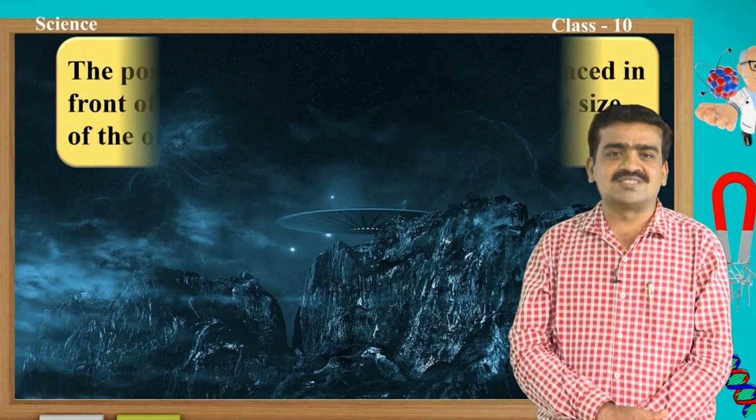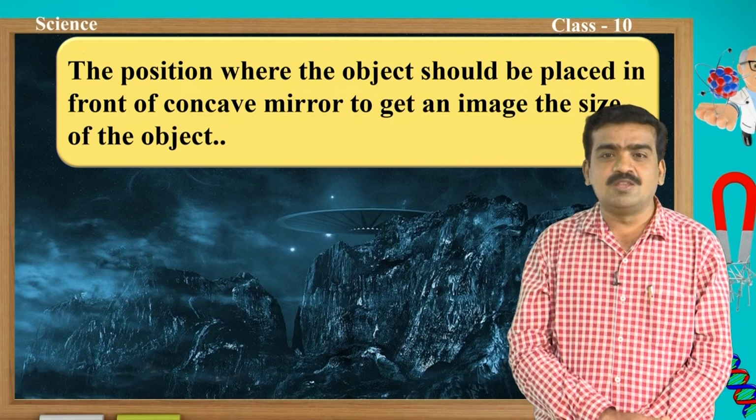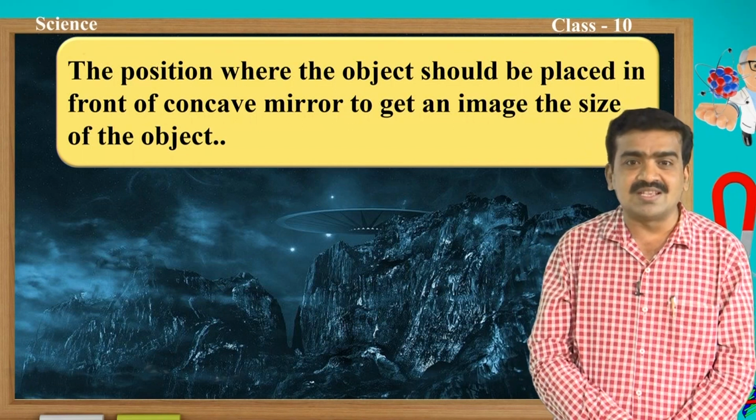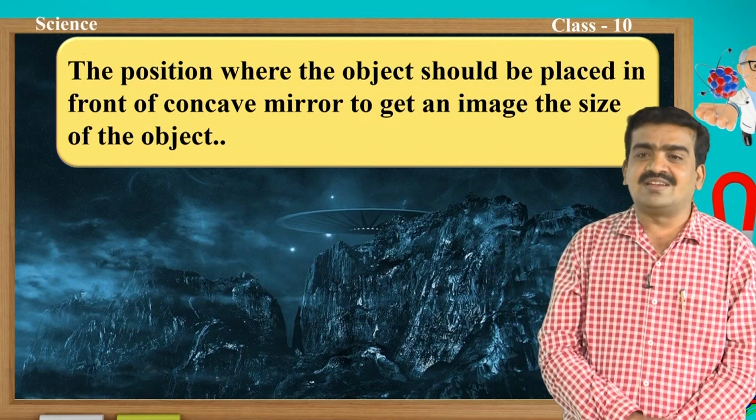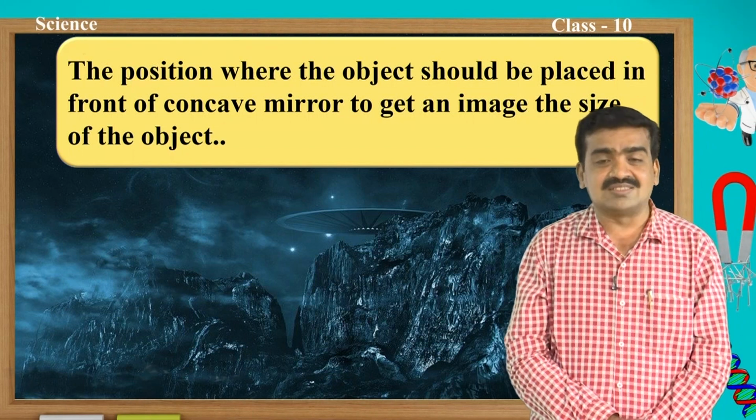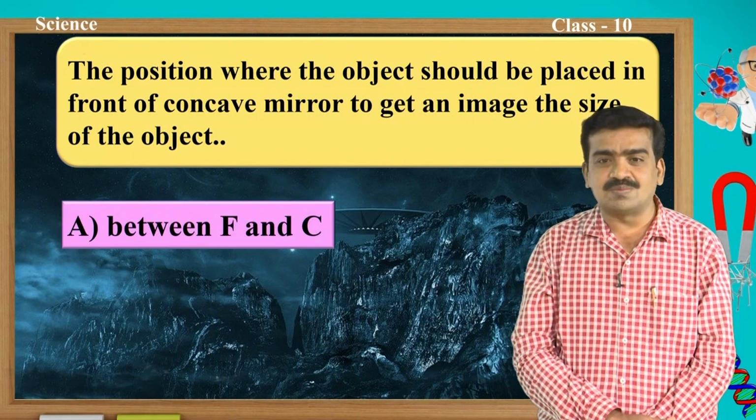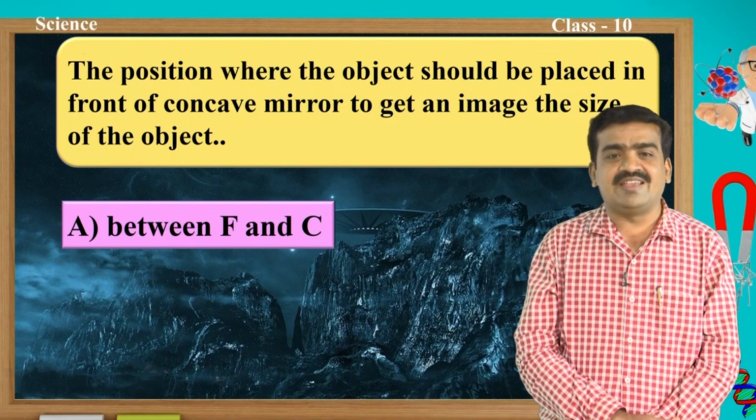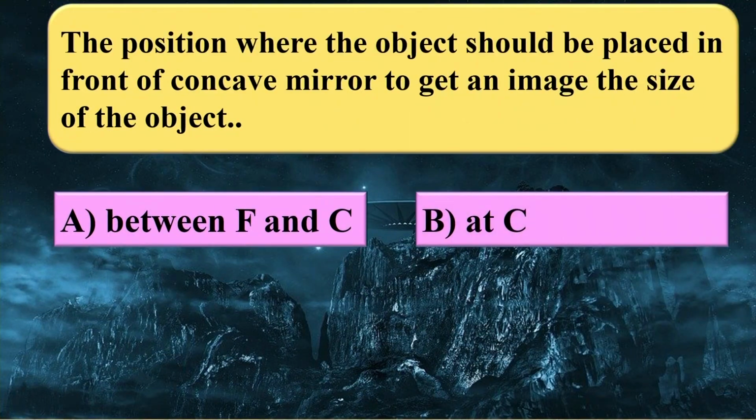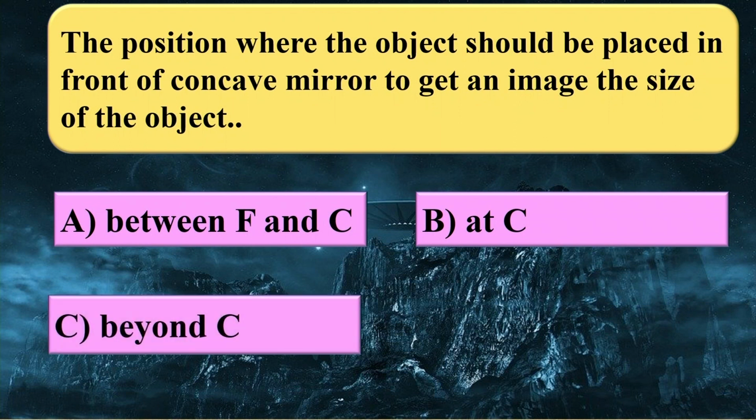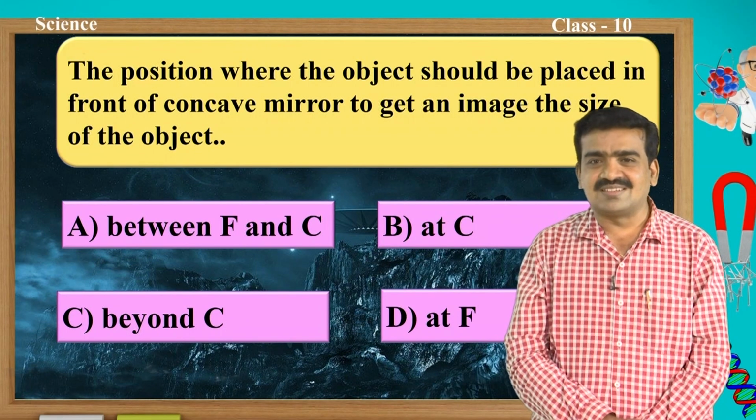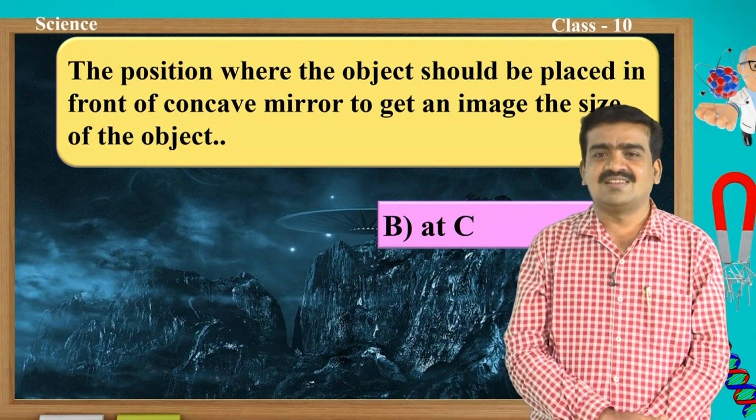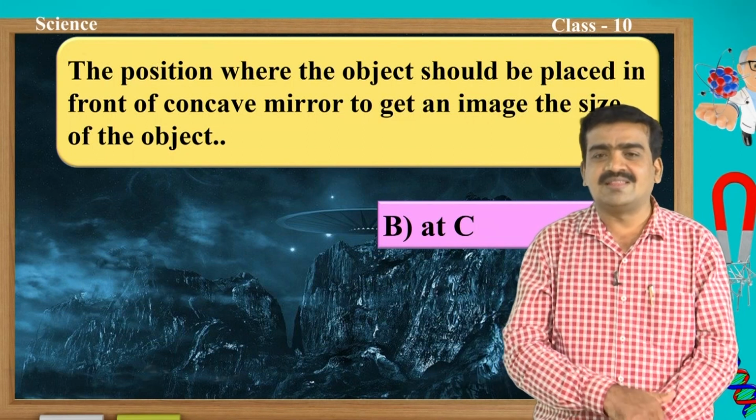Now, let us come to the second question. The position where the object should be placed in front of a concave mirror to get an image the same size as the object. You have 4 options: A between F and C, B at C, C beyond C, D at F. What is your answer? Your answer is correct. The answer is B, that is at C.